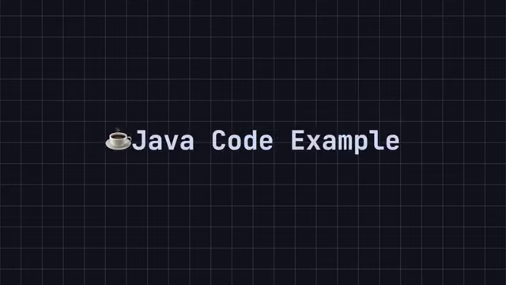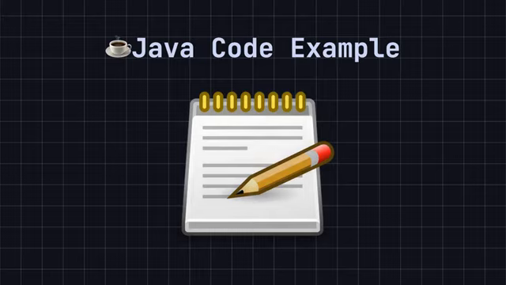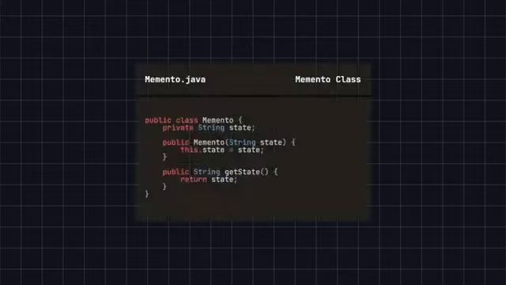To better understand this pattern, let's use a simple text editor as an example to implement the memento pattern in Java. First, we define a memento class that stores the state of an object. The memento class contains a single string representing the state and provides a constructor to initialize it. It also offers a getState method to retrieve the saved state.